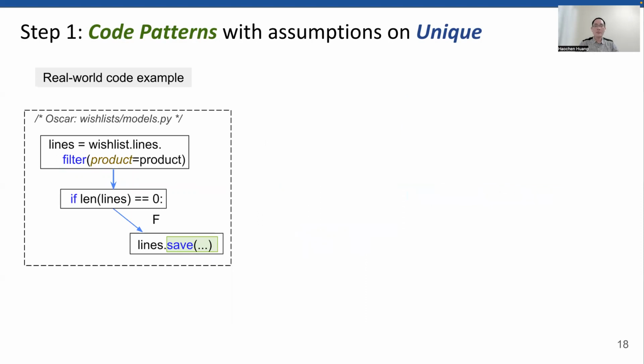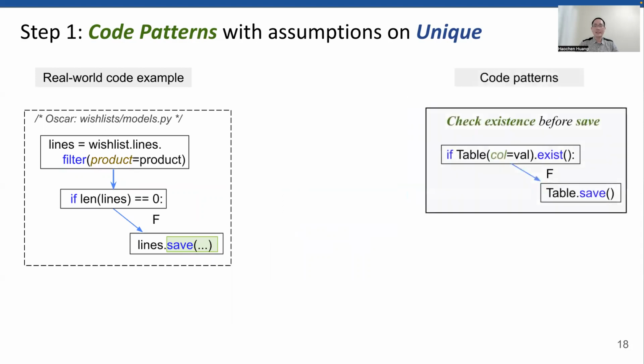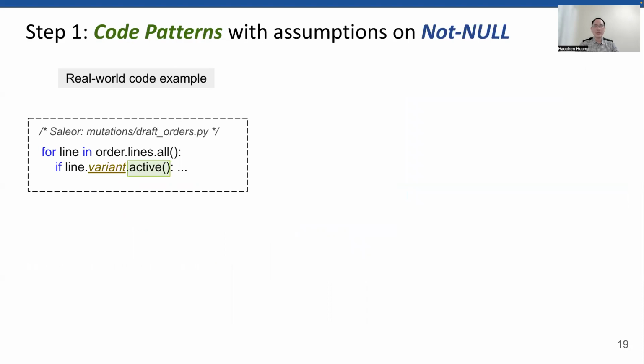One code pattern we summarize here is check existence before save. It reflects developers' intention on uniqueness. Only one record with the value can exist. Here is one example for not none constraints.